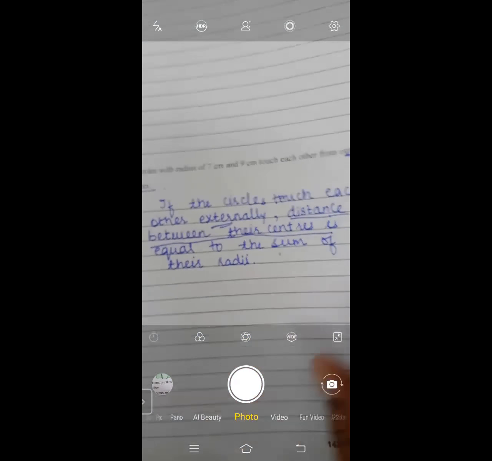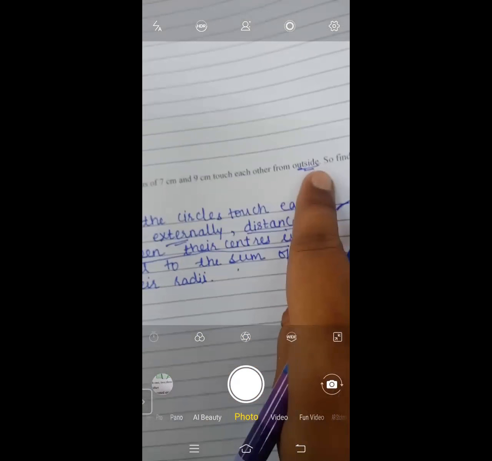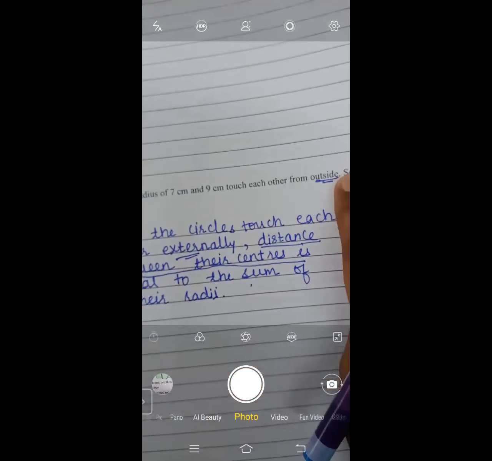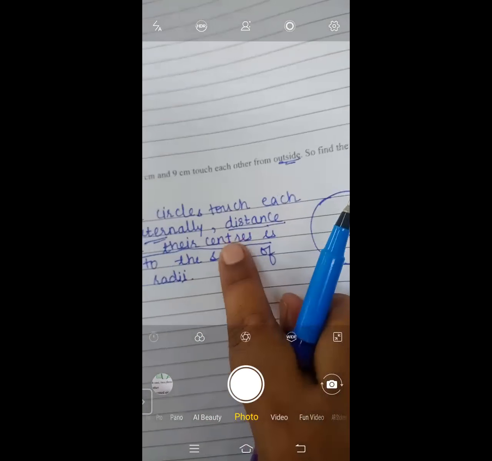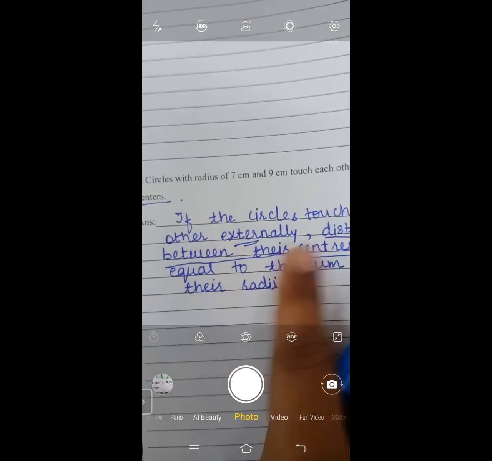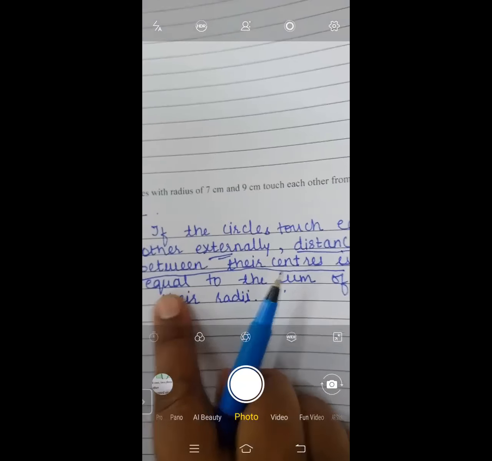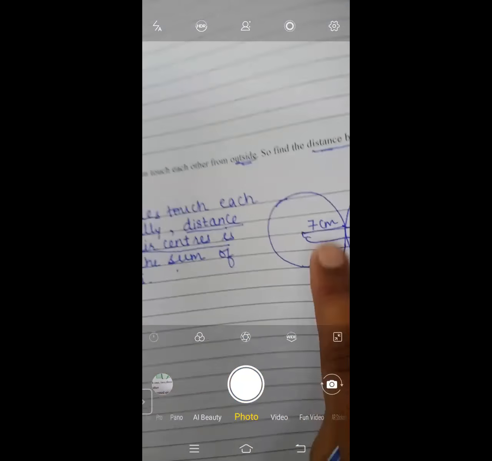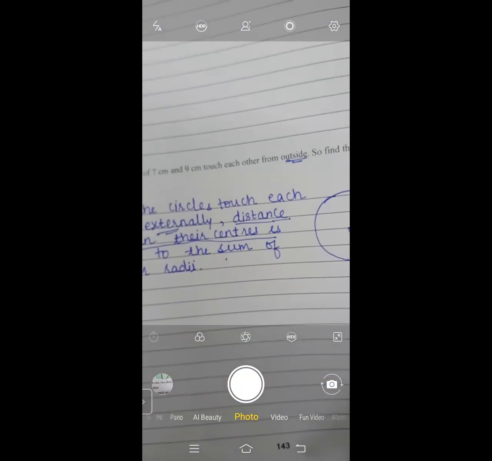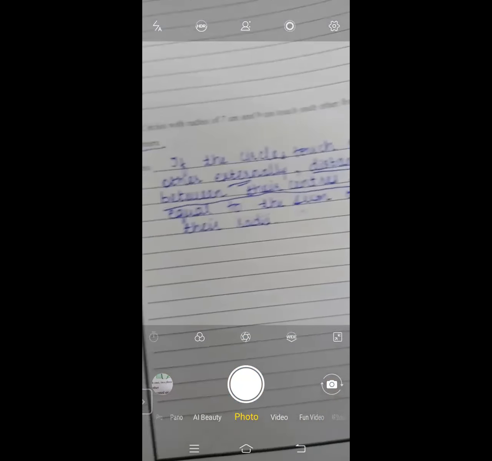As I have found similarity in these things, the word outside means it is externally, and I have to find the distance of the circles. So these things are in common. While solving this question, I will just sum the radius. I will just do the addition of the radius.